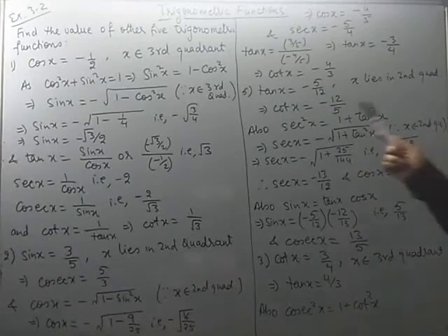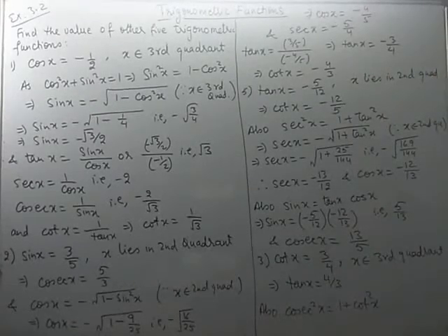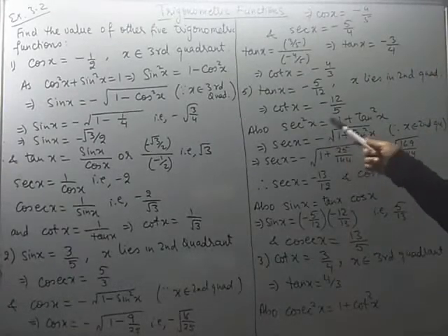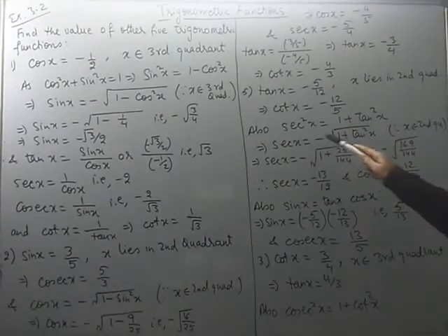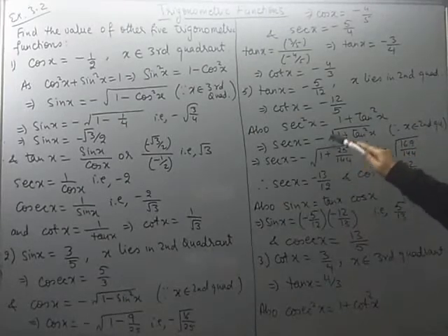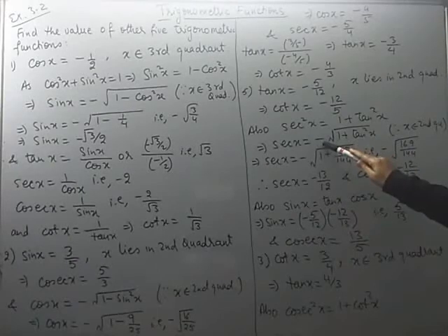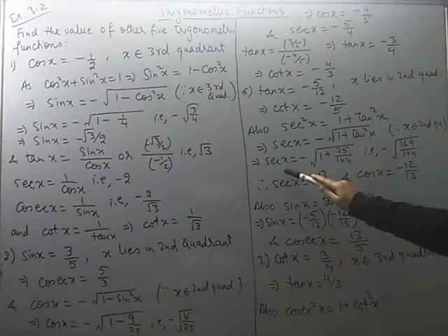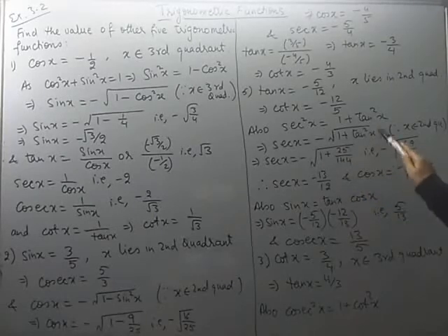So think about the identity which relates tan x with some other trigonometric function. We know sec square x can be written as 1 plus tan square x. So sec x will be square root of 1 plus tan square x. Whether it will be plus or minus, that will depend on where x is. Because x is in the second quadrant and in the second quadrant sec x is negative, we'll put a negative sign here. So sec x is minus square root of 1 plus square of tan x.